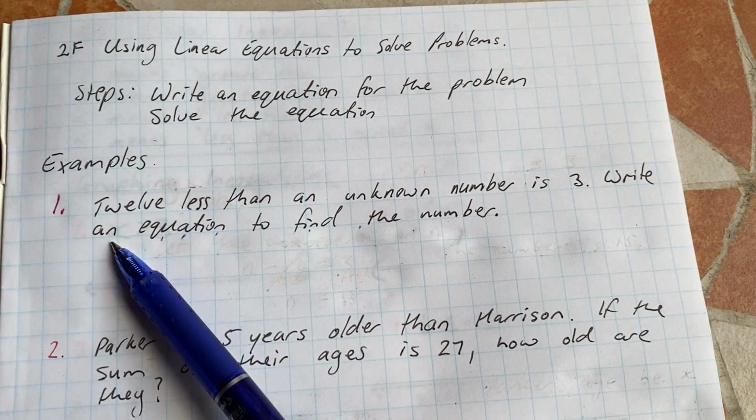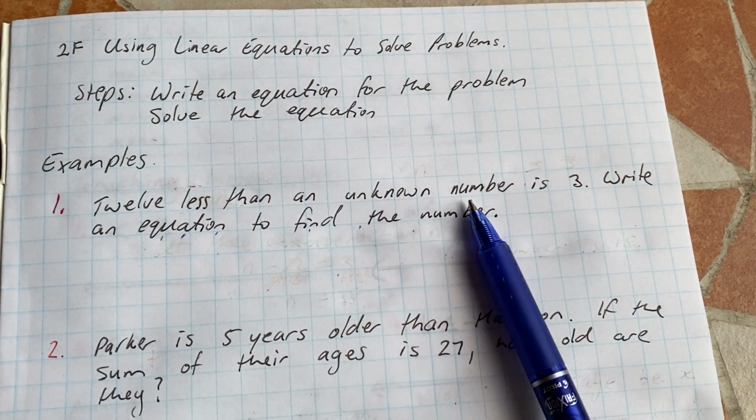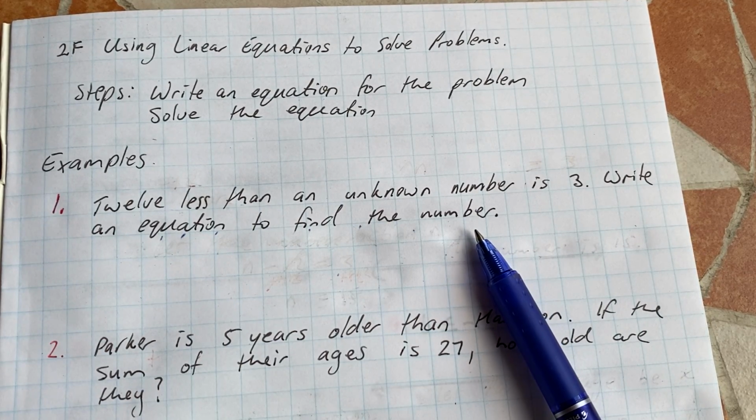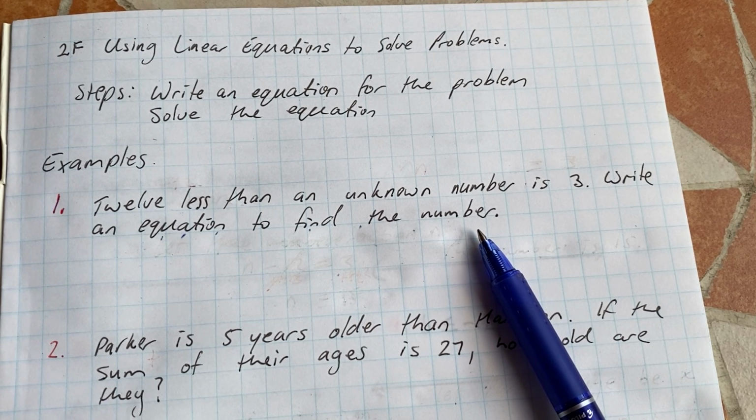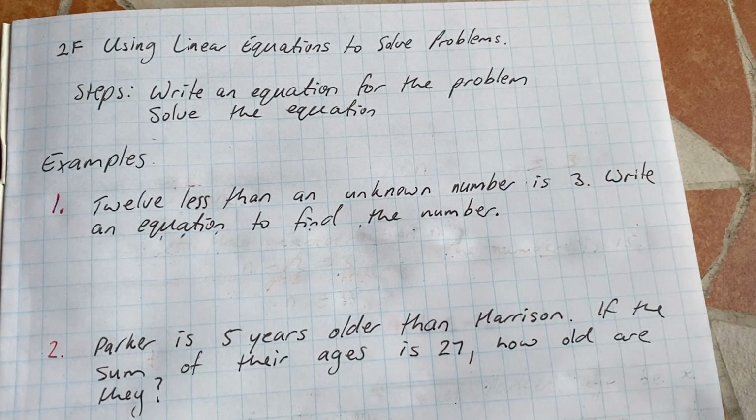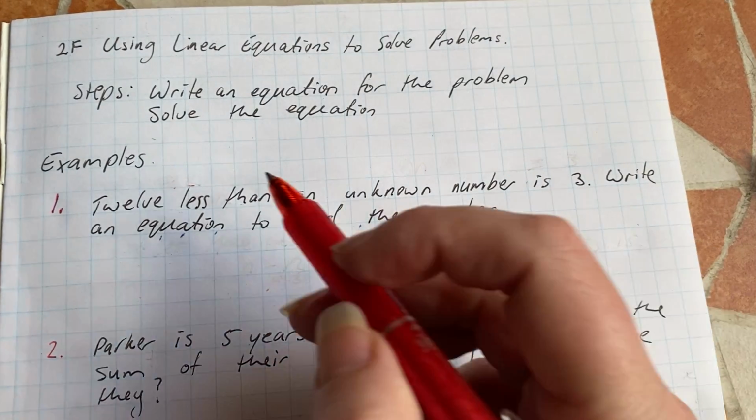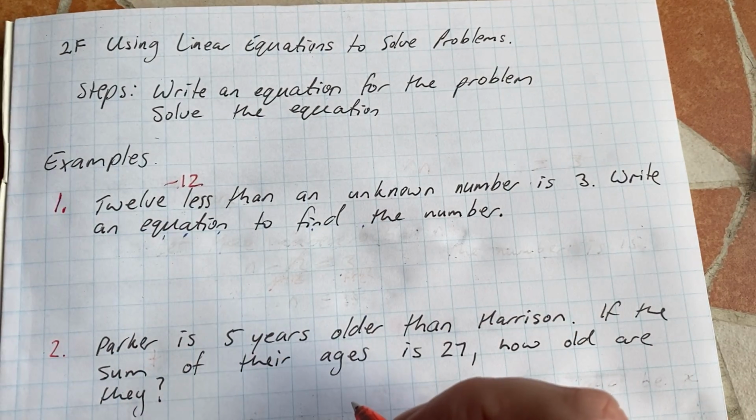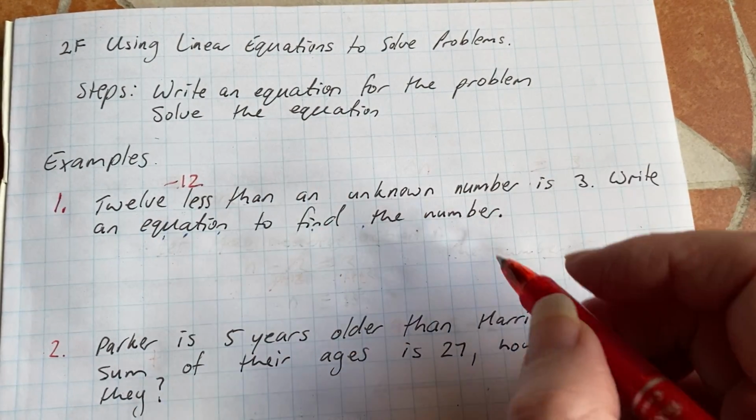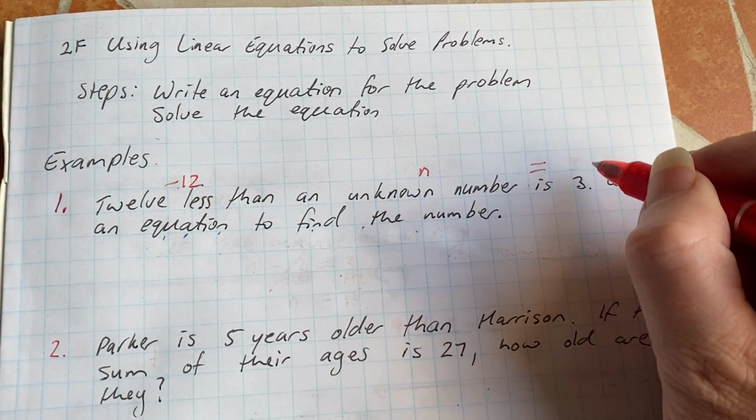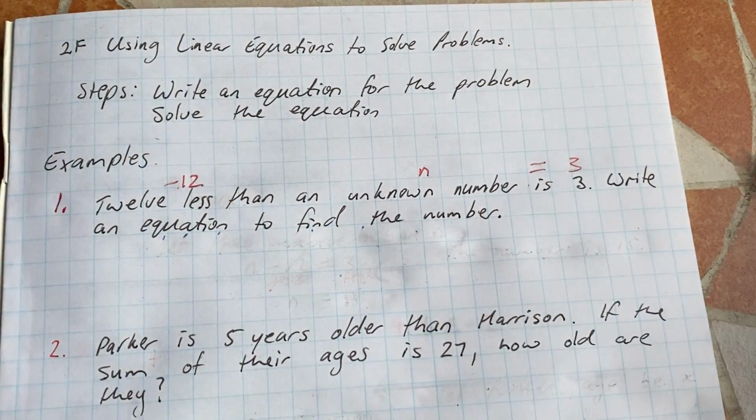So here's an example. 12 less than an unknown number is 3. Write an equation to find the number. Now, I already know that 12 less than 15 is 3. 15's the number, but just writing 15 will only get me the 1 mark. So let's write the equation. So 12 less than, we're going to be minusing 12 from something. The unknown number, we need to give that a letter, so I'll call it n, means equals, 3 is 3.